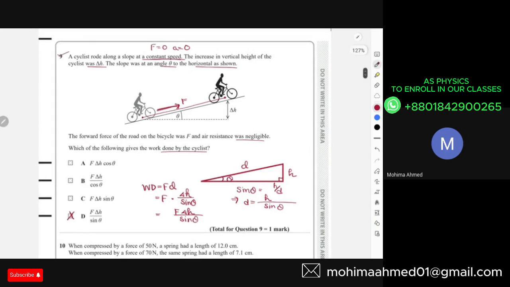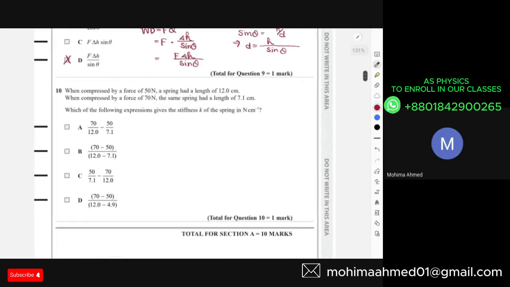Is there any problem from question 9? No. If there is no problem, then we'll quickly move on to 10.